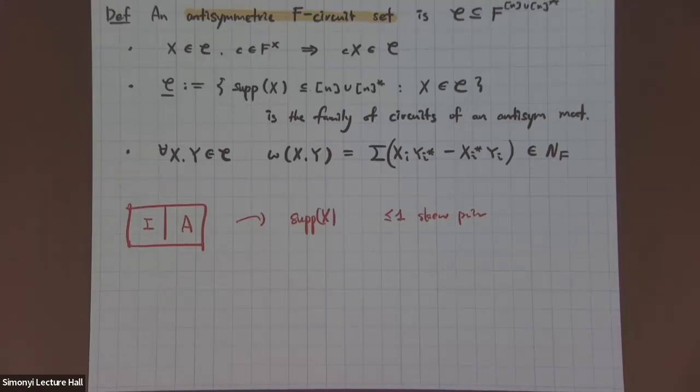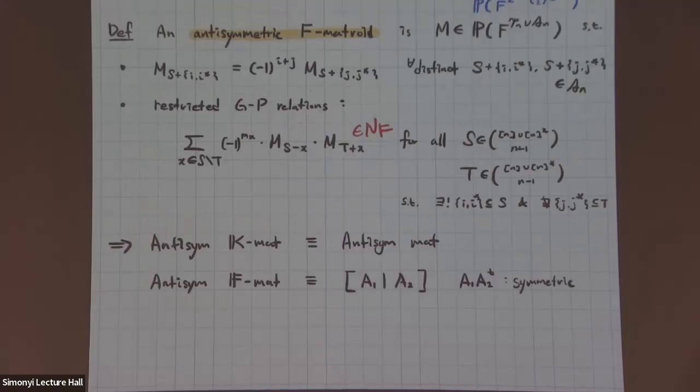I have a question on the previous slide. Yes. So if you have a valuated matroid, which is a T matroid, that gives you a tropical linear space. So if you have an antisymmetric matroid over T, does that give you some kind of version of a tropical linear space with a symmetric form on it?